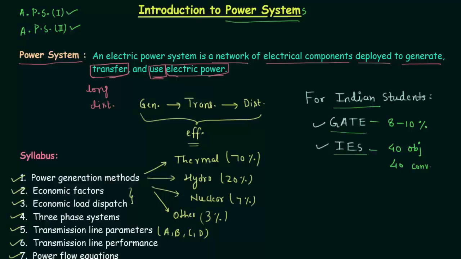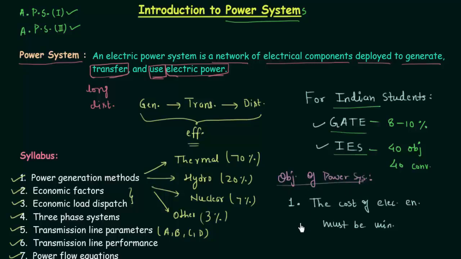The objective number one is the cost. We want the cost of the electrical power to be minimum. The first one is the cost of electrical energy must be minimum. I will write this down. The cost of electrical energy must be minimum, and this is the first point, or you can say first objective of power system.